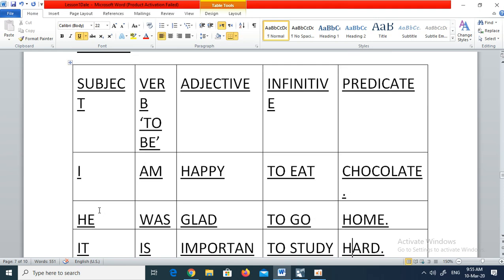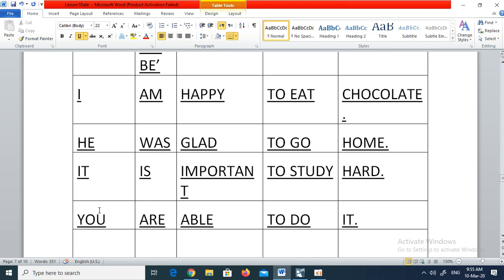If we look at example number 2, again we start with the subject, he. We use another form of the verb to be, was. We will then use the adjective glad. We follow that with the infinitive, to go. And the predicate here is home. Again, it's a very simple construction.